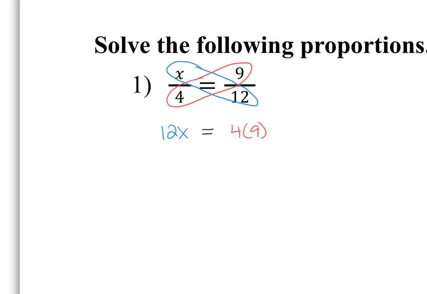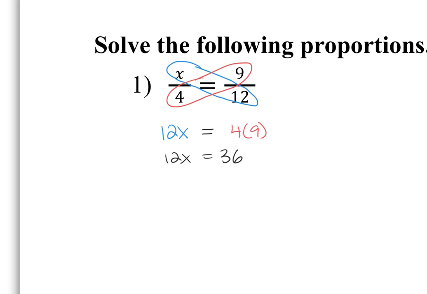So anytime you have a proportion, you can use this method. You can do your cross products and set them equal. Well, 12x, I don't know what x is, so we'll pause there. What about 4 times 9? Do we know that? 36. So now we have 12x equals 36. We can solve this. This is a linear equation that we've done since the beginning of the year.